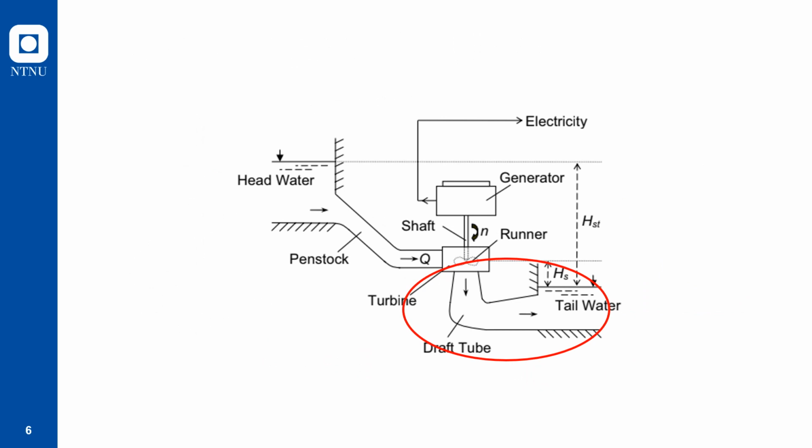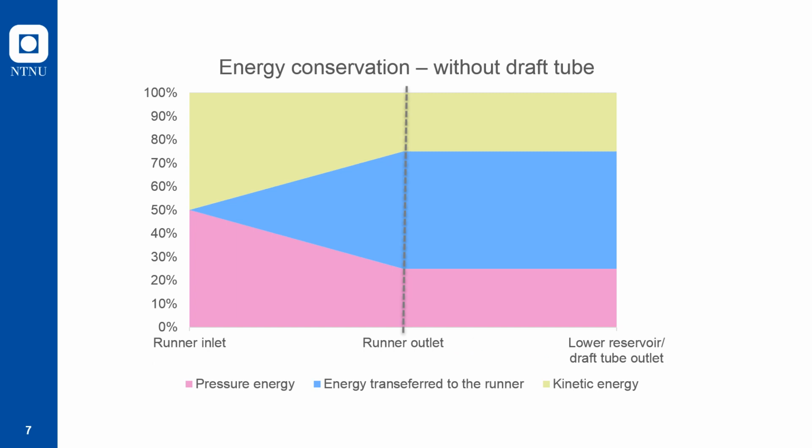The draft tube is the pipe which is leading the water from the outlet of the runner into the lower reservoir. Its main task is to convert kinetic energy in the water at the runner outlet into pressure energy at the outlet of the draft tube. This increases the total power output of the hydropower plant, which can be understood by looking at how energy is conserved. Francis turbines are reaction turbines, which means that both pressure energy and kinetic energy is transferred from the water into rotational energy of the runner.